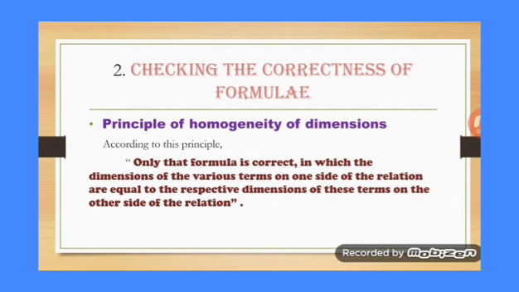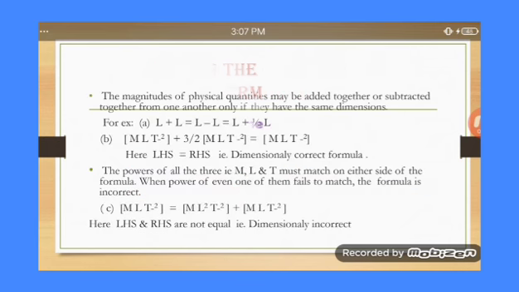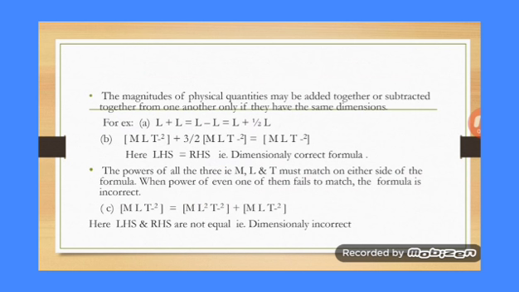What is the principle of homogeneity of dimension? It states that only that formula is correct in which the dimension of the various terms on one side of the relation are equal to the respective dimension of these terms on the other side of the relation. In simple words, you can say that the magnitudes of the physical quantities may be added together or subtracted from one another only if they have the same dimension.